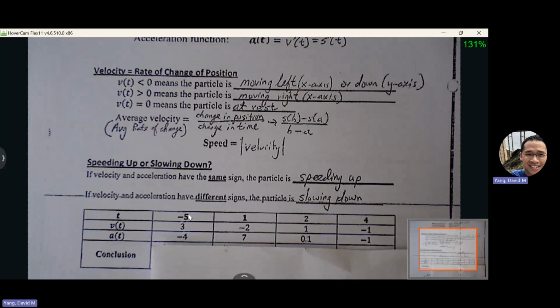If velocity and acceleration have the same signs, the particle is considered to be speeding up. If velocity and acceleration have opposite signs, then speed is going to be decreasing, or the particle is going to be slowing down.